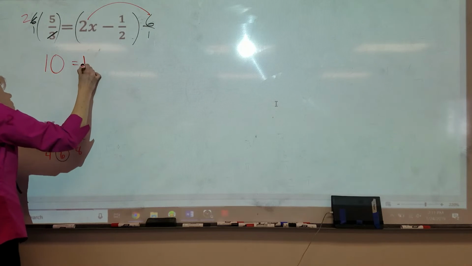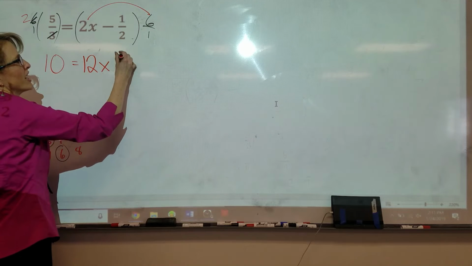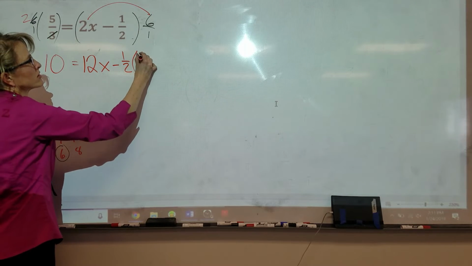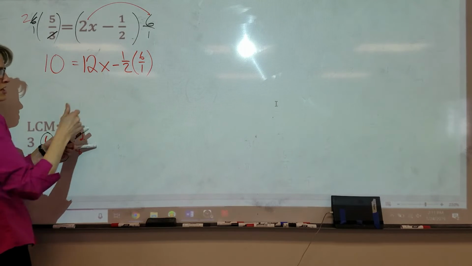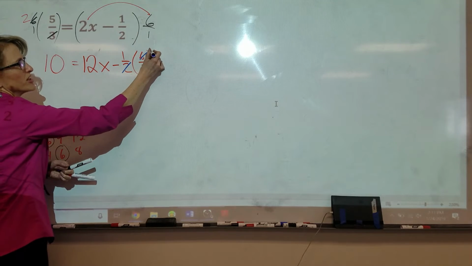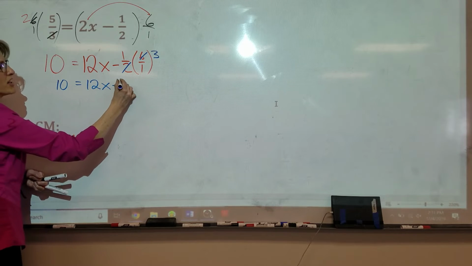Well, 6 times 2, that's 12. Don't have to do anything special there. 6 times 1/2, right? 6 over 1 times 1 over 2. My 2 is going to go into the 6 3 times. So now in my next step, I can write 10 equals 12x minus 3.